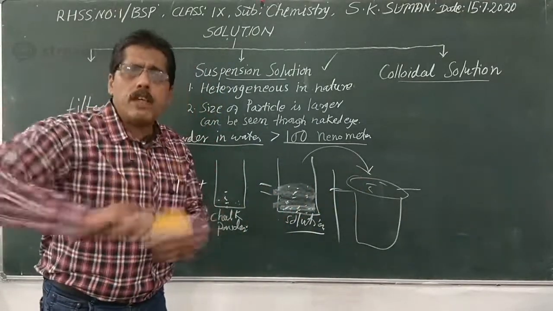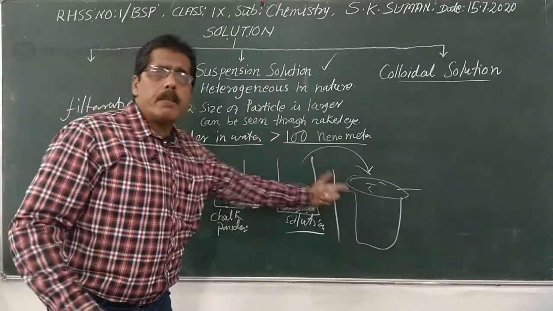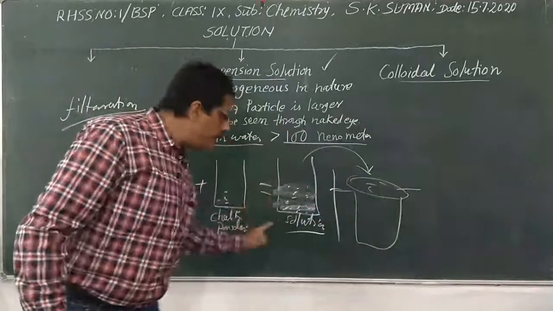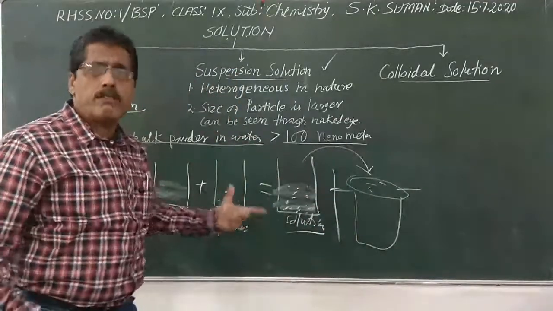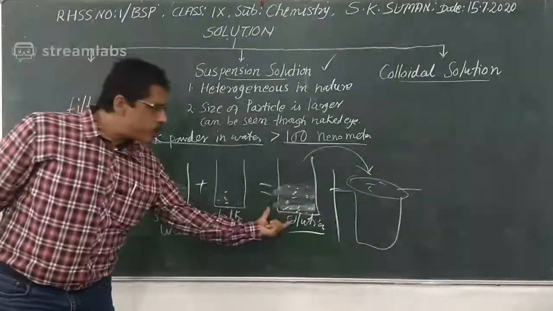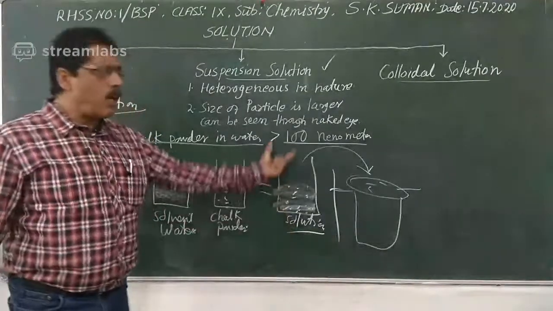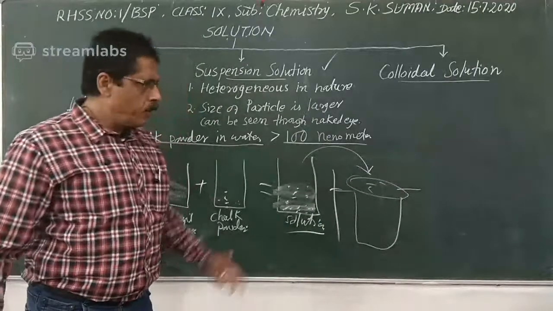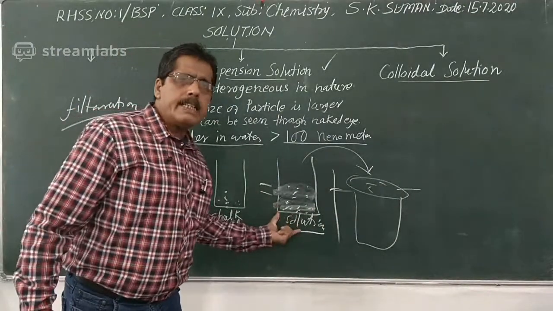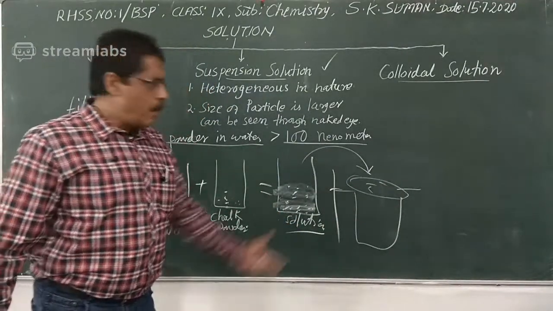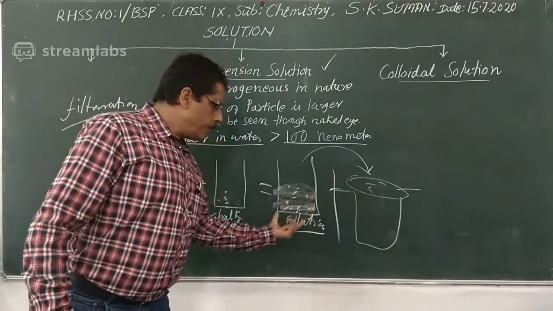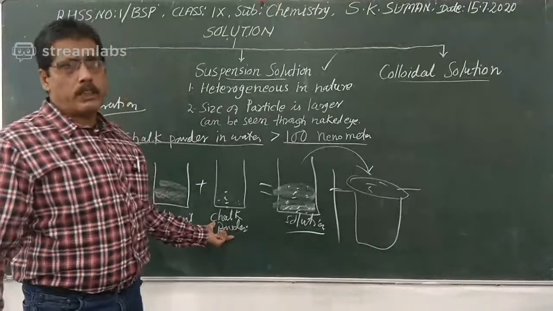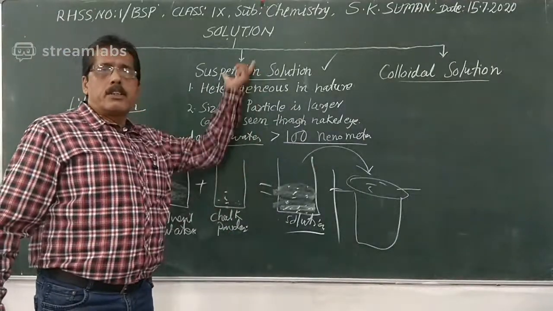You will observe that this can easily be filtered out. By using filter paper, you can easily filter the chalk powder, which was not soluble in water, from the suspension solution. Okay. So, this was all about suspension solution, and don't forget, it is heterogeneous in nature. We have already discussed the heterogeneous property. In my last class, I had explained about homogeneous nature and heterogeneous nature.